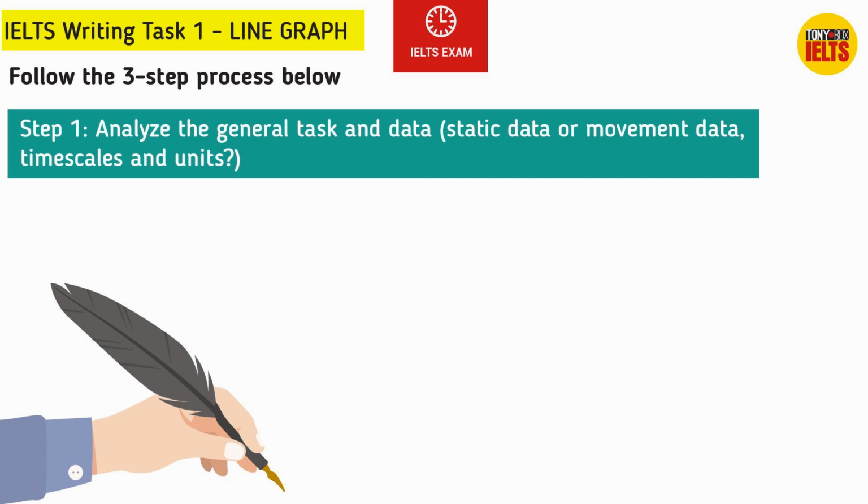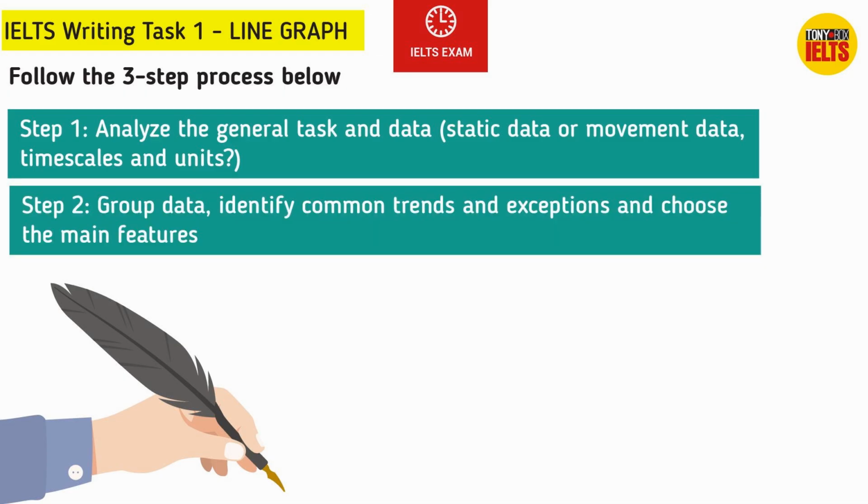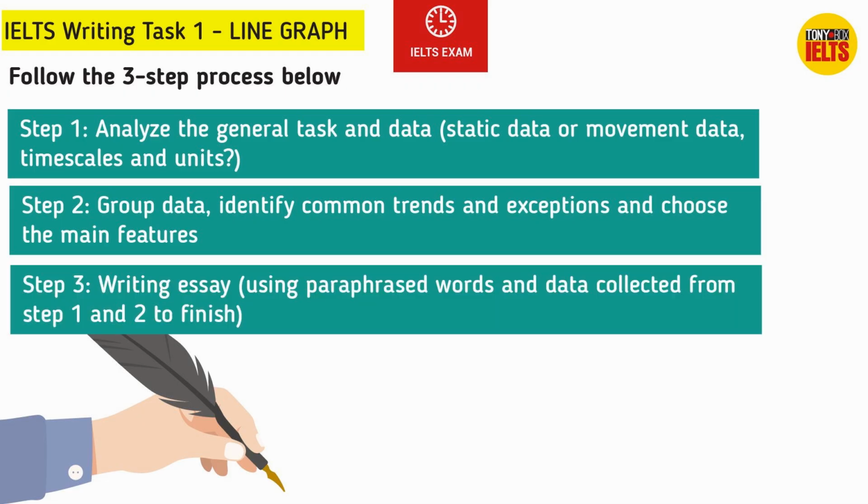Step 1. Analyze the general task and data: static data or movement data, timescales and units. Step 2. Group data, identify common trends and exceptions, and choose the main features. Step 3. Writing essay, using paraphrased words and data collected from Step 1 and 2 to finish.